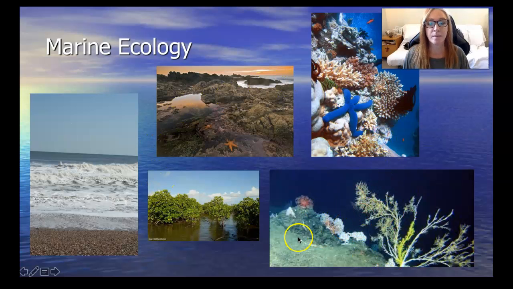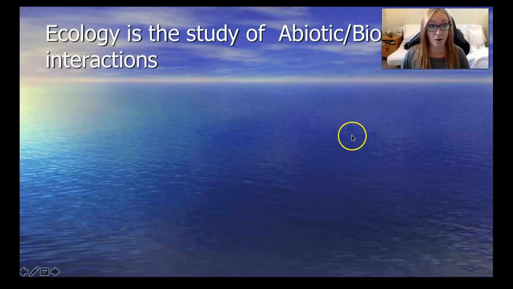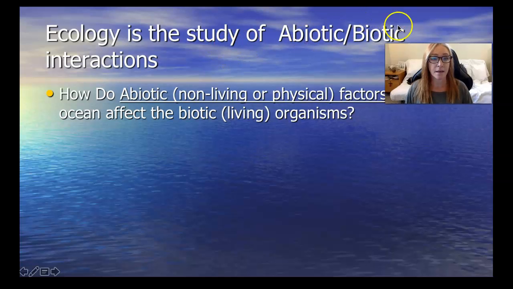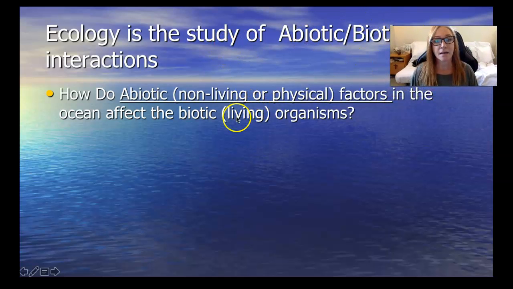Okay, so we're going to talk about how these are all put together, but first you need to know a few terms when it comes to ecology and talking about ecosystems. So what is ecology? Ecology is a branch of science. It's the study of how abiotic and biotic factors in an ecosystem interact. Essentially, it's how the abiotic or non-living factors affect the biotic factors in any given area. So you want to make sure that you know those words.